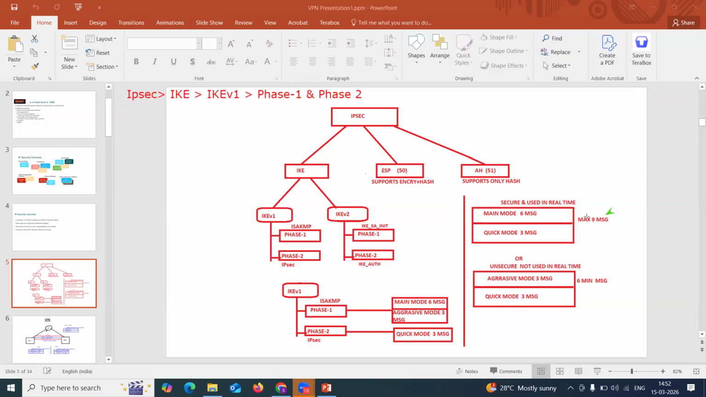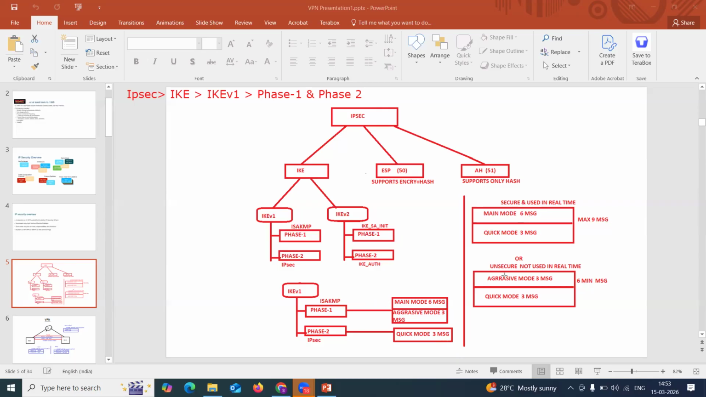So here I have main mode and quick mode, or I have aggressive mode and quick mode. Two combinations can be there. If I use main mode, then a total of 6 message exchanges will be there. To complete main mode, 6 messages are required, and for quick mode, 3 messages are required. So in total, a maximum of 9 message exchanges.